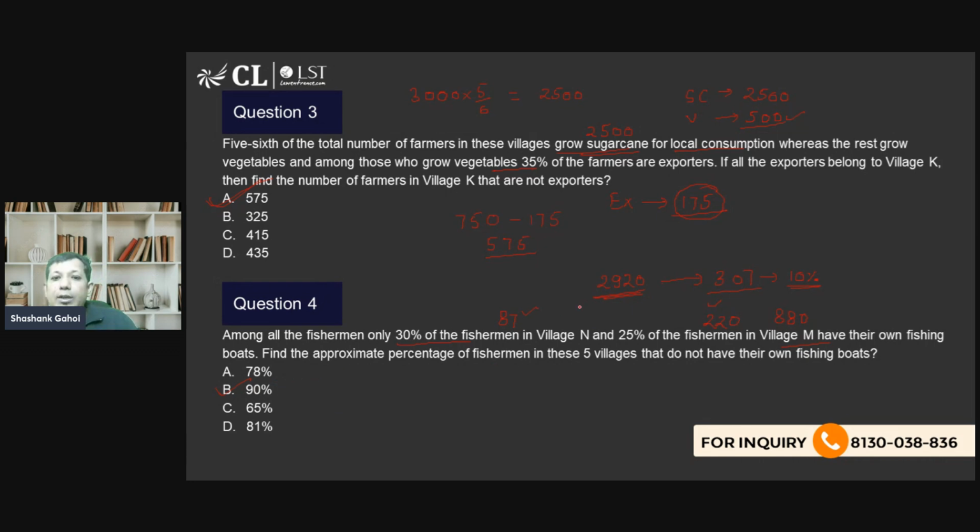Now, if you try to solve the question like out of 2920, 307 people have boats, how many people don't have the boats? That is going to be 2613. Now 2613 is what percent of 2920? That is going to be a little difficult to calculate. So instead of that, I am just going to calculate this value. 10% people have boats, so what percent of the people don't have the boats? My answer is directly going to be 90%. I am not going to bother much about it. Okay. Now let's move on to the next question.